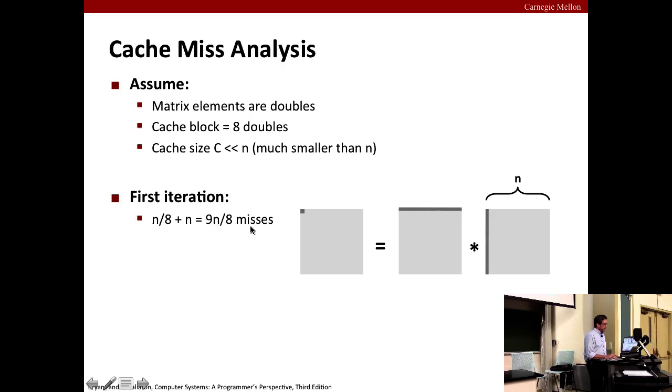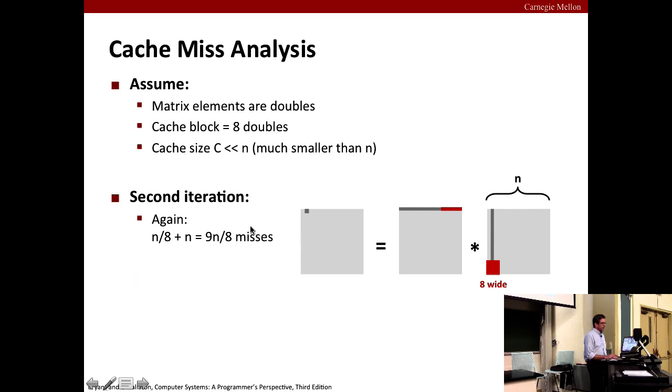Okay, the second iteration will have the same number of misses because of our assumptions about the size of this array. So these rows are way too big to fit in the cache, so we don't get any temporal locality. So the total number of misses is 9n over 8 times the number of elements that we're updating, which is n squared. So our total misses is 9 over 8 times n cubed.